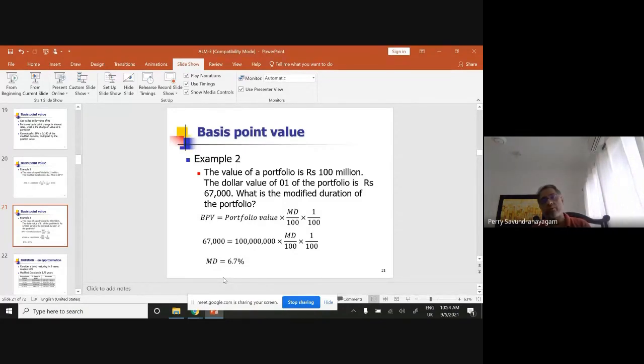So modified duration will calculate the percentage change, or the percentage of your portfolio that is sensitive to a yield change. The 1 basis point will calculate what that movement looks like in dollar terms or rupee terms. Is that clear?